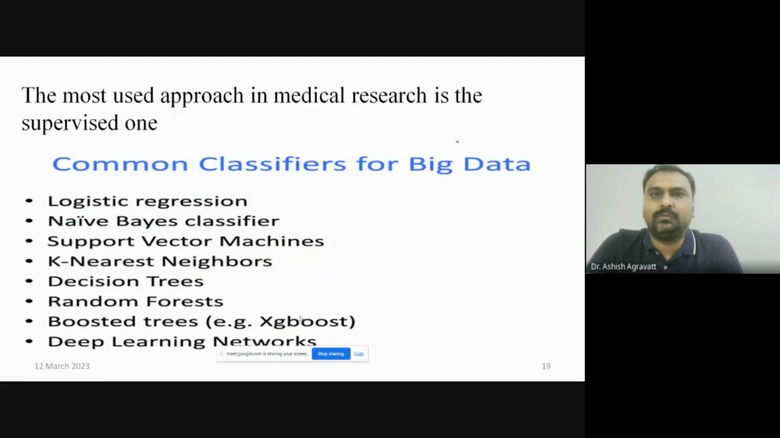So this supervised learning is mainly used in medical research. The common classifiers or algorithms that are used are logistic regression, linear regression, naive-Bayes classifier, support vector machine, k-nearest neighbors, decision tree, random forest, boosted trees. I'm not going to go into the details of each of these, but if you are interested, you can search in Google and you will get some idea. So these are different algorithms that are used in machine learning.